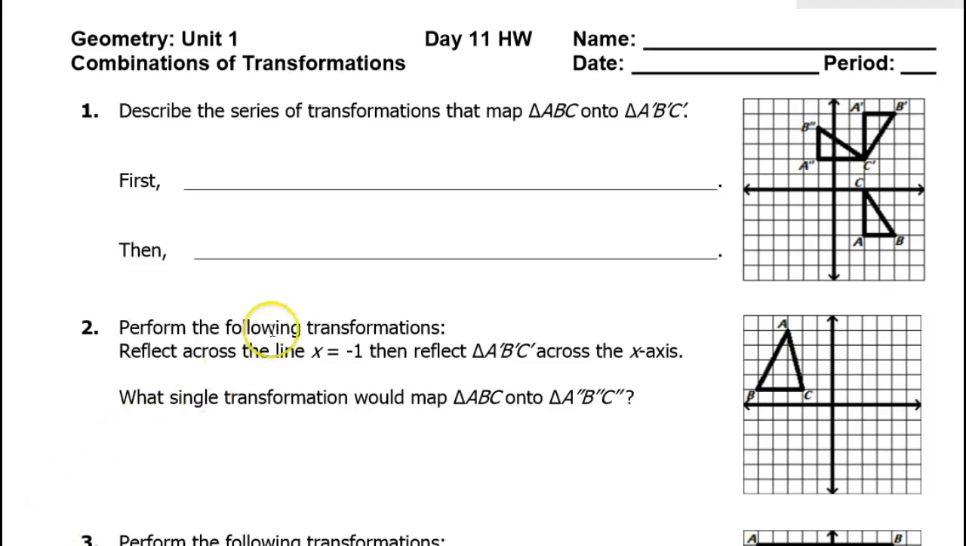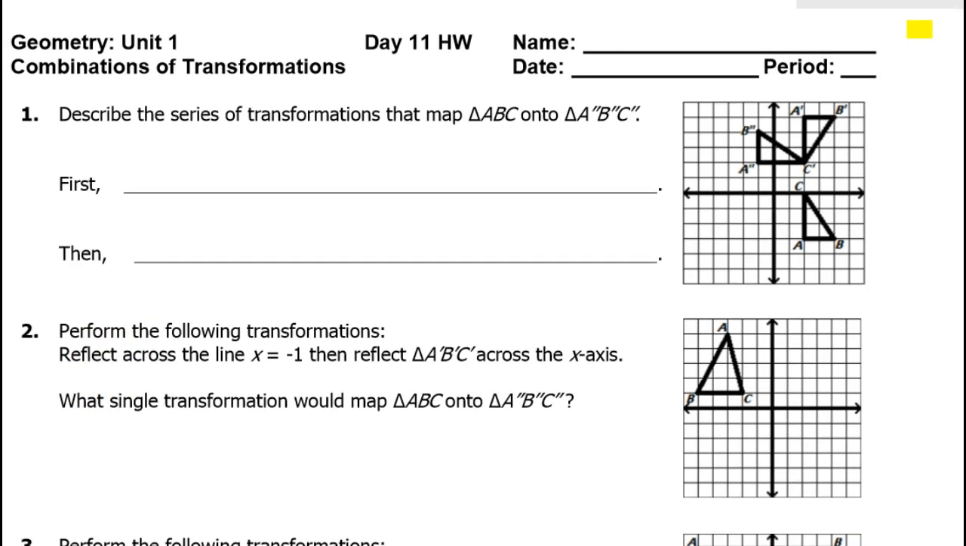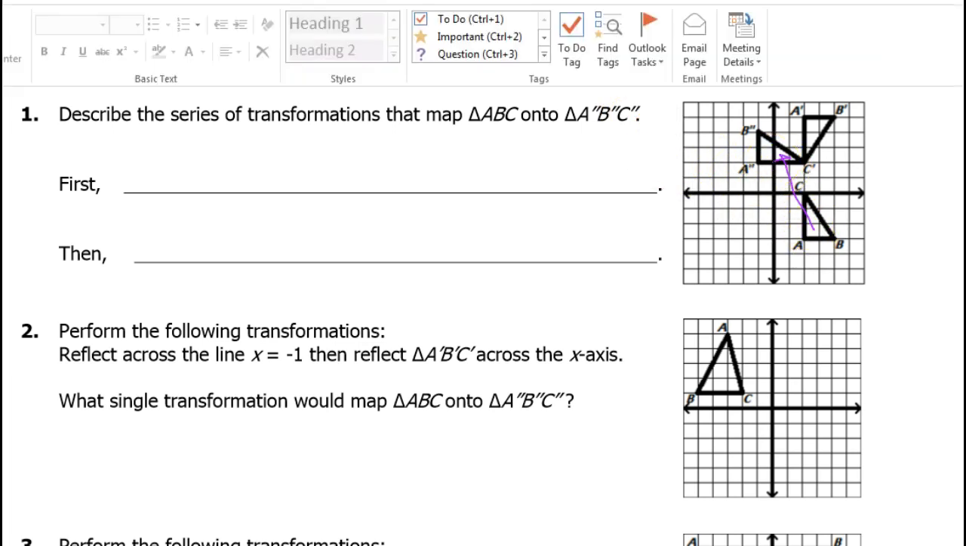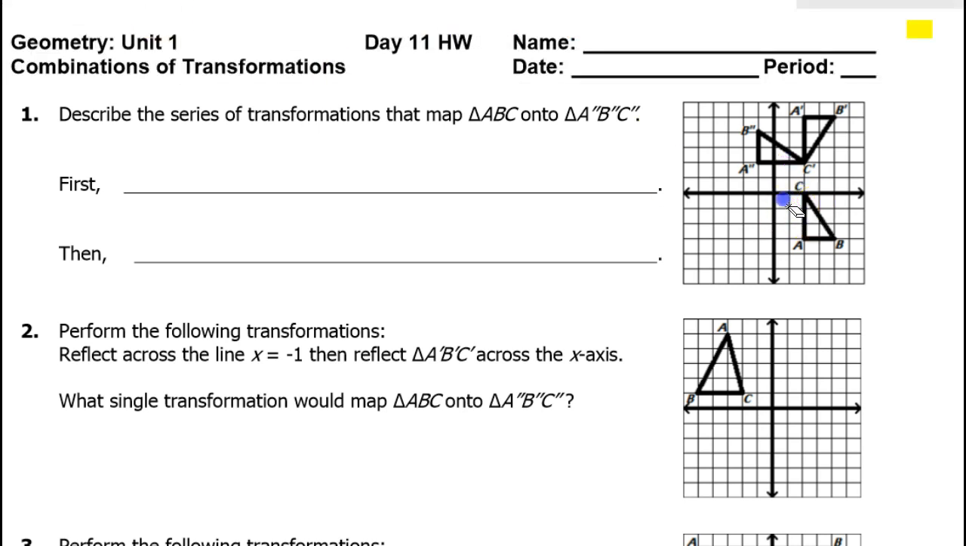In this video, we will continue our practice of combinations of transformations. So we'll be doing 2 or more transformations in a row and talking about that. First, they want us to describe the series of transformations that would map triangle ABC onto A double prime, B double prime, C double prime. So we want to get from here to here, but it's going to take 2 transformations to do that.